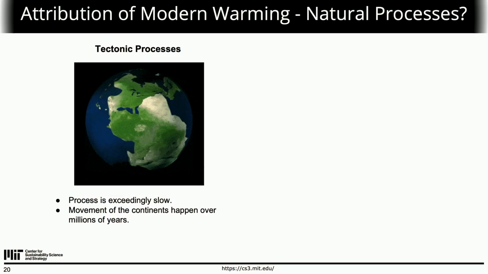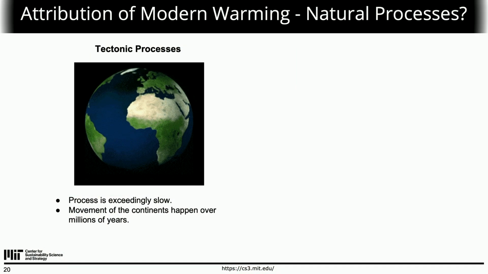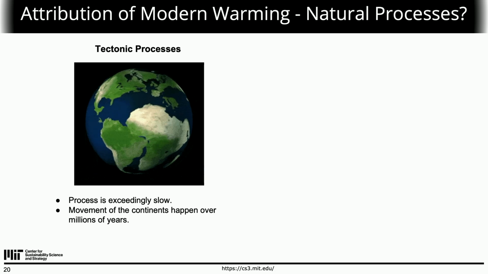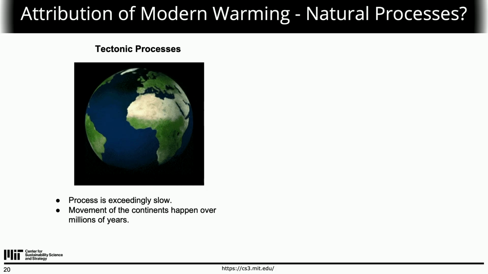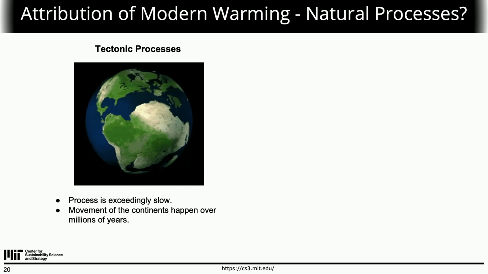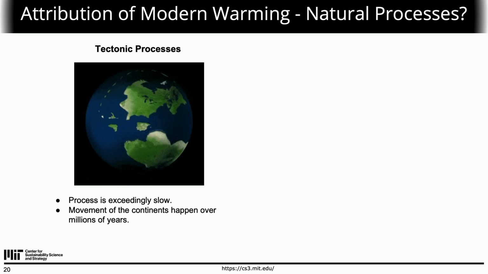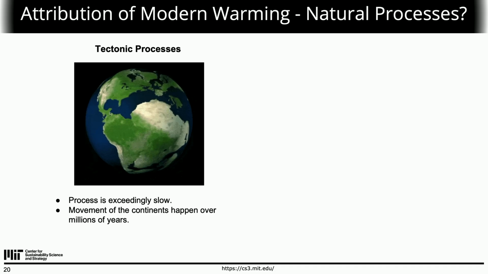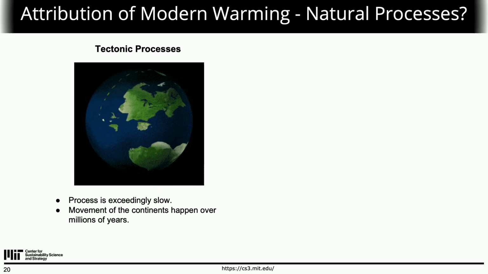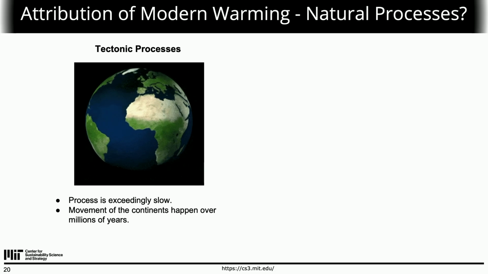So the first thing we can look at is tectonic processes. Tectonic processes are just how the continents move. This animation shows a very quick movement. This is happening in seconds, but it takes millions of years. The process is exceedingly slow. One interesting thing here is that as continents move towards the North Pole, the area of ice sheet increases. If the area of ice sheet increases, the Earth reflects more energy back, and the Earth becomes cooler. That's how the climate could change, but this change happens exceedingly slowly.